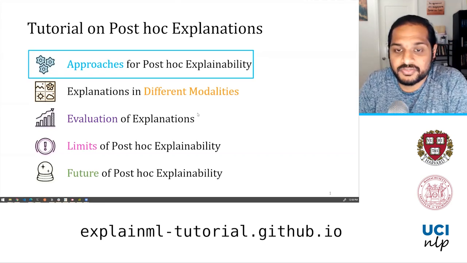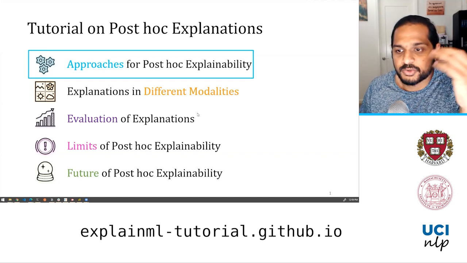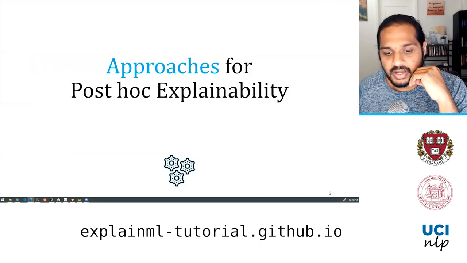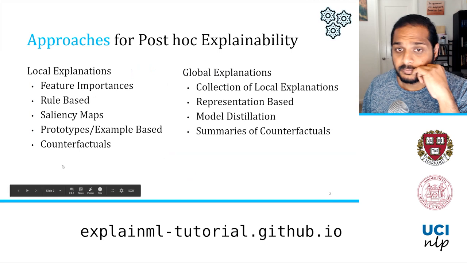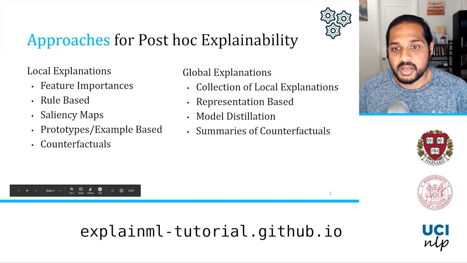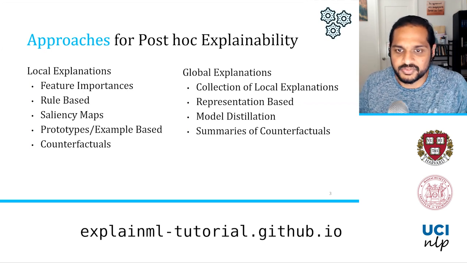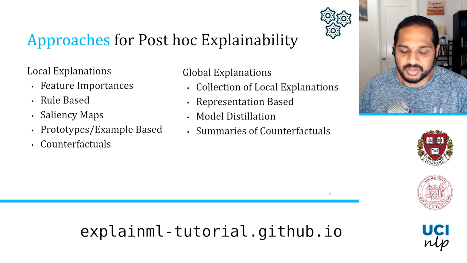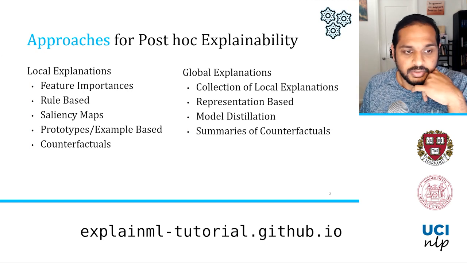Welcome to the first section of this tutorial, where we are going to be talking about approaches for post-hoc explainability. This is mostly just to get you a little bit familiar with the techniques that are commonly used in this literature and give you an idea about how these things work. All right. So in this section, we're going to be covering a lot of methods, and this is the structure that we'll be following a little bit. We'll cover a bunch of methods that are local explanations, which we just differentiated from global explanations, consisting of feature importances, rule-based, saliency maps, prototypes, and counterfactuals, and then talk a little bit about global explanations and different ways that people have constructed those.